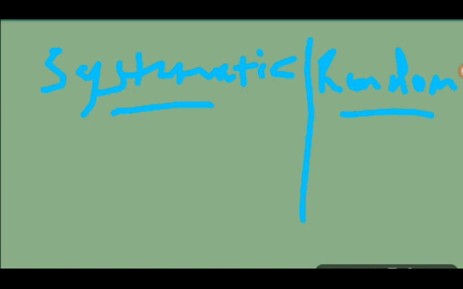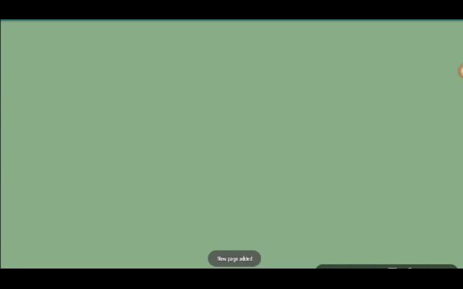In systematic and random error, systematic error explains the accuracy of measurement, but random error is about precision. So these are about the accuracy of measurement, but random only specifies the precision of measurement. This can be explained by using this diagram.